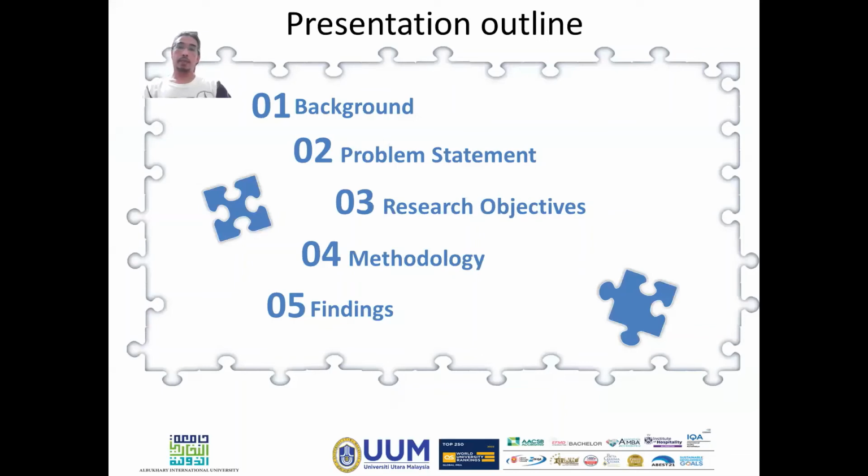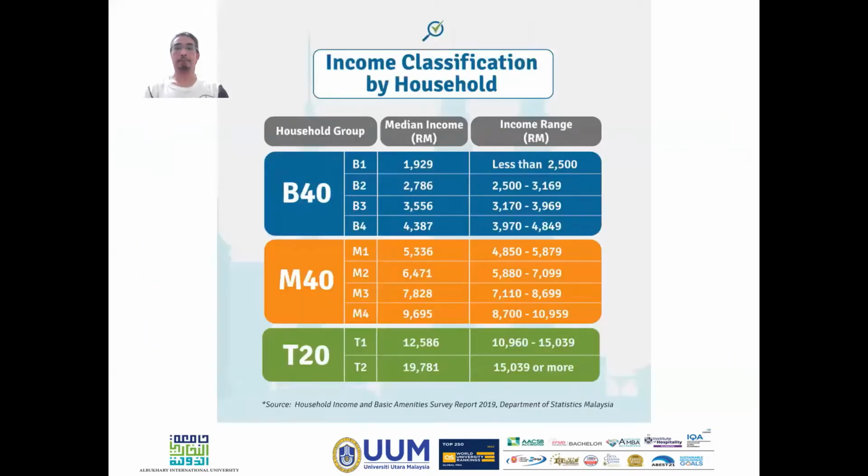There are 5 parts in my presentation, beginning with the research background and ending with the research findings. Before I talk about the research background, I'm going to share these figures about income classification by household, which show how Malaysians are categorized into 3 different income groups: T20, M40, and B40.